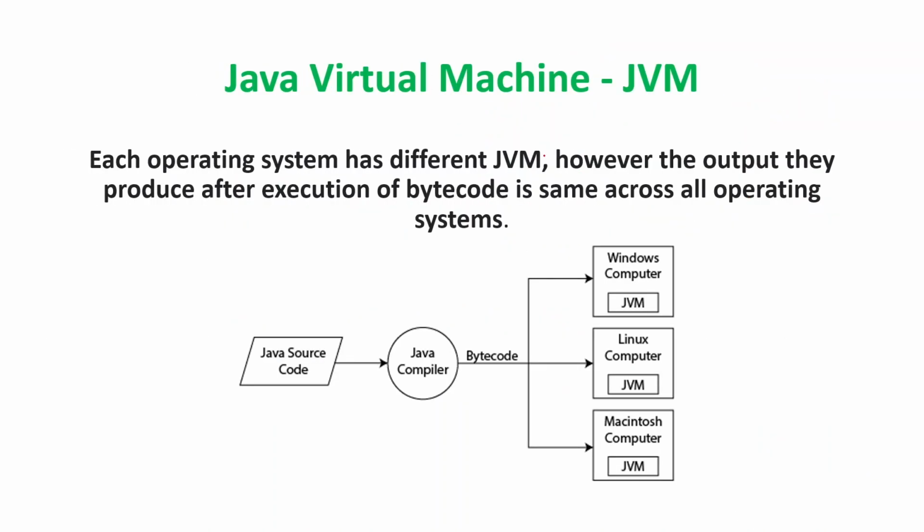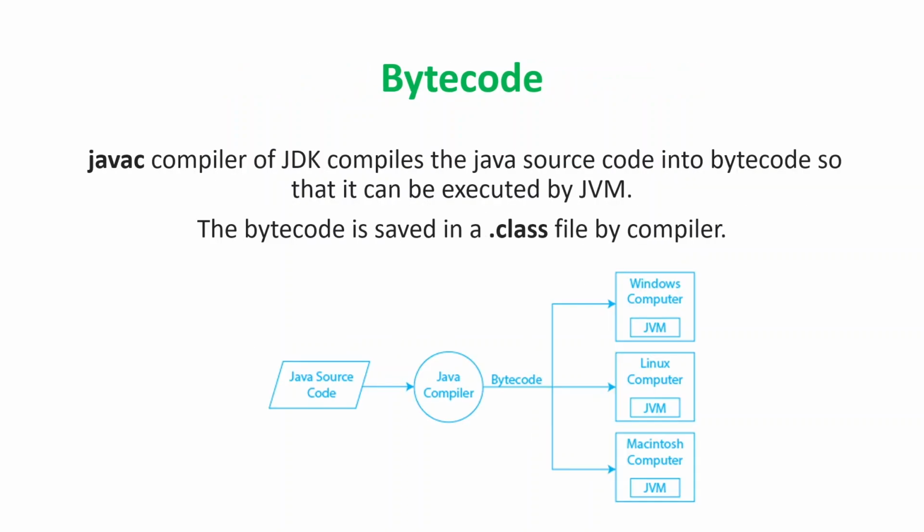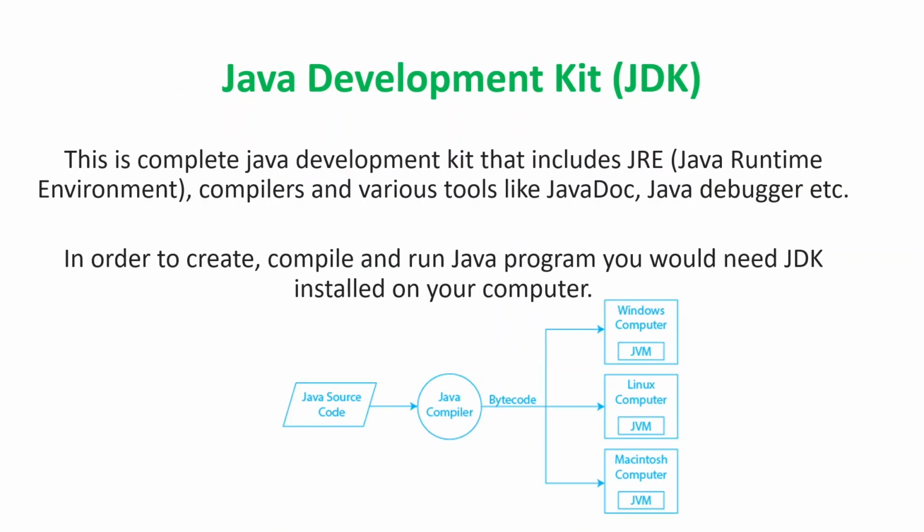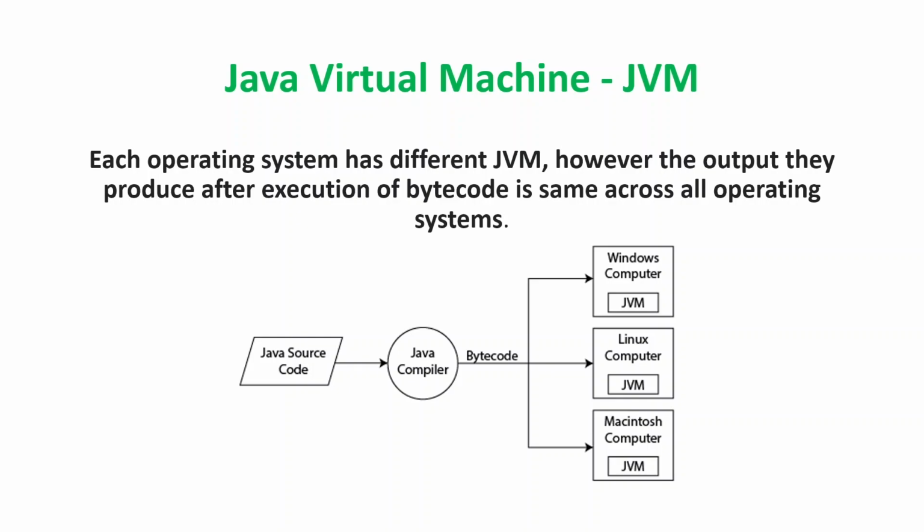Okay, so then we need the Java Virtual Machine and JDK, this kind of thing, right? For example, we have bytecode, Java Development Kit, Java Runtime Environment. Then what is JVM? When you take any operating system, it has a different JVM. However, the output they produce after execution of bytecode is the same across all operating systems.